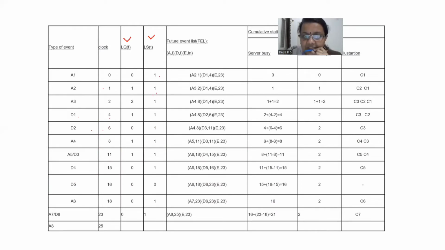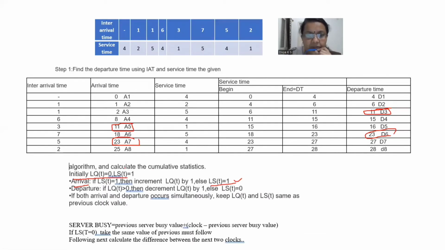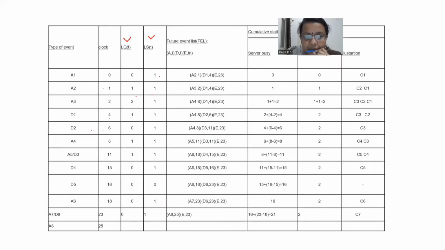So if L of St equals 1, what do you have to do? L of Qt increment by 1. I am showing this in parallel so you can see the algorithm also. L of St equals 1, then increment L of Qt by 1. L of Qt is incremented, so it is 2, and L of St stays the same, not touching L of St.